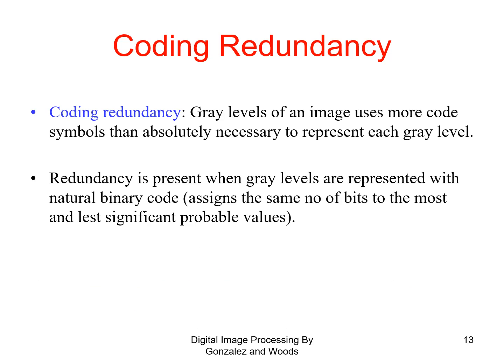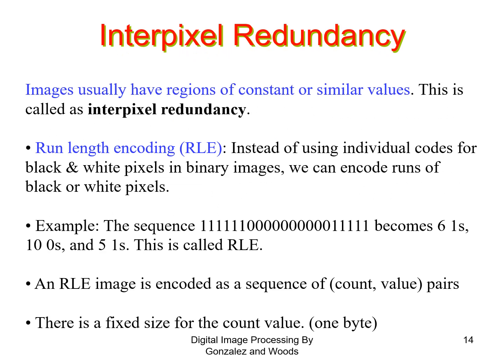Coding redundancy: the gray levels of an image use more code symbols than absolutely necessary to represent each gray level. Redundancy is present when gray levels are represented with natural binary code. Natural binary code means that if it's a 5-bit image, 5 bits are required throughout for all the gray level values. That is called natural binary code. It assigns the same number of bits to the most and least probable values.